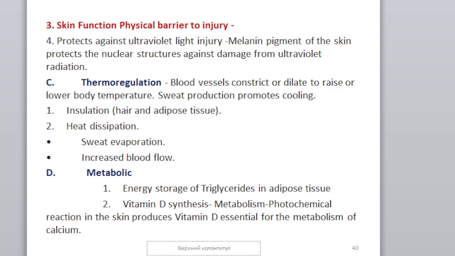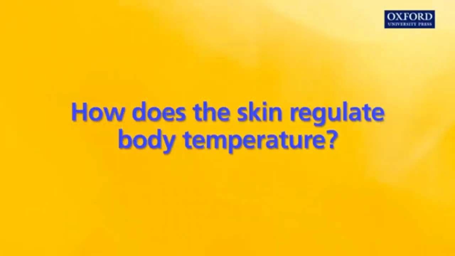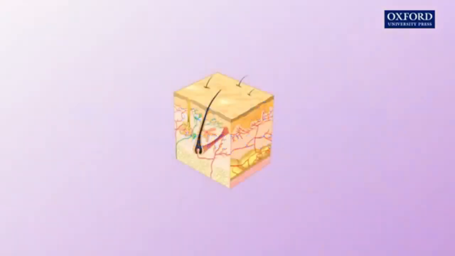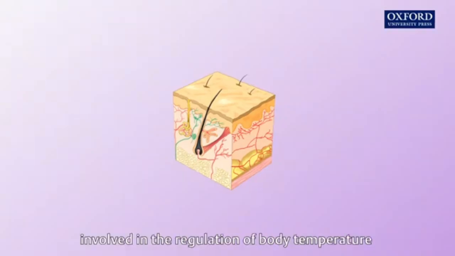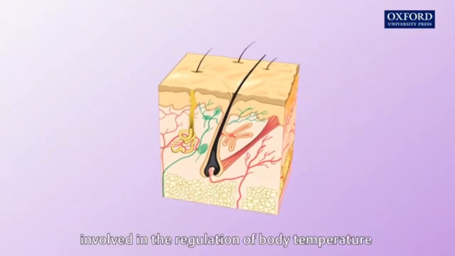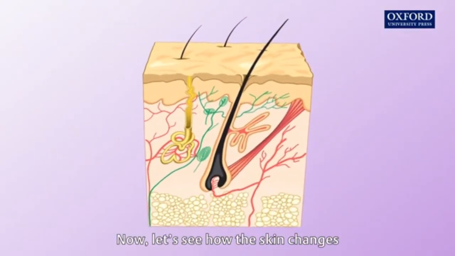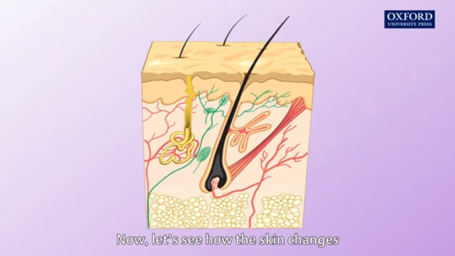Please, let's go and watch a video about the protective function of the skin and thermoregulation. The skin is the main organ involved in the regulation of body temperature. Now let's see how the skin changes to keep the body temperature stable under cold and hot conditions.